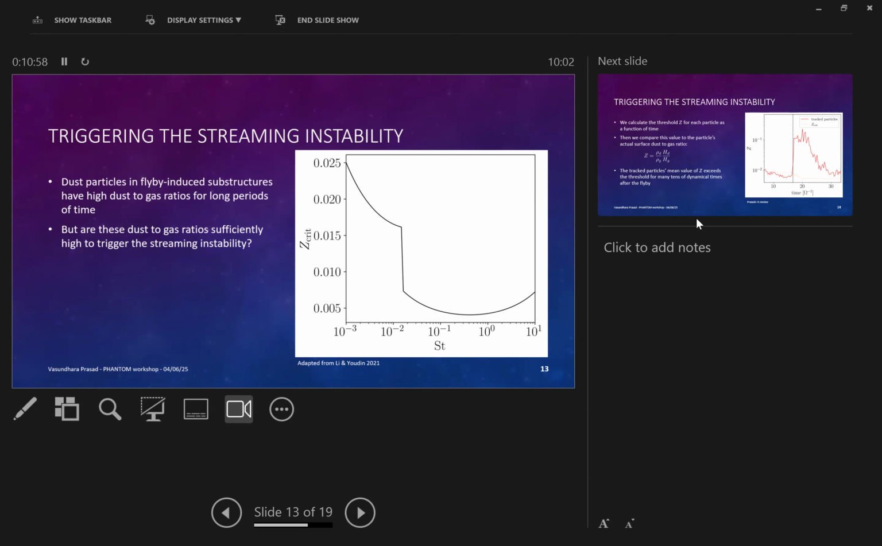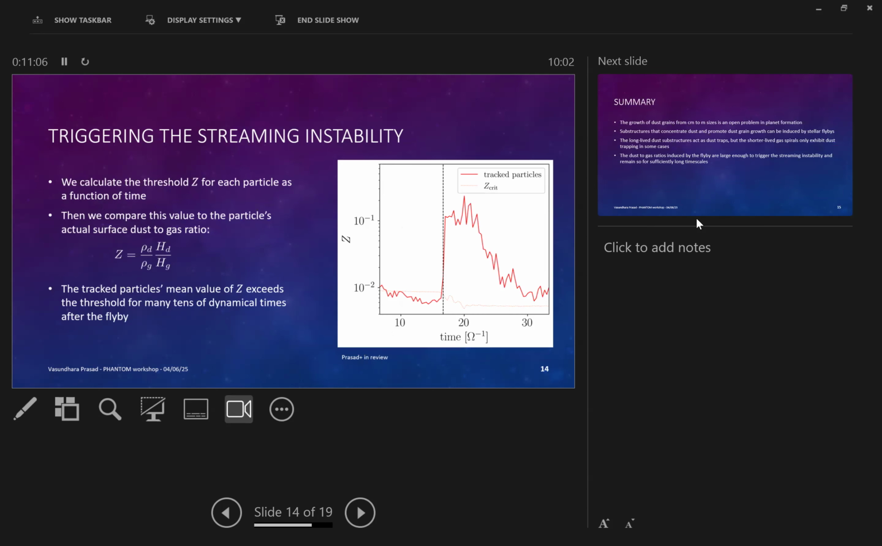So we know what the Stokes number of those particles that we were tracking is, and so we can see what the critical threshold required to trigger the streaming instability is, and then we can just compare that to the actual dust to gas ratio. Just as a quick note, what I showed you previously was this rho d over rho gas, and we're actually looking here at the surface dust to gas ratio. So I've just multiplied that by this factor, which is the scale height of dust and gas in the disk at that point, to get this surface dust to gas ratio.